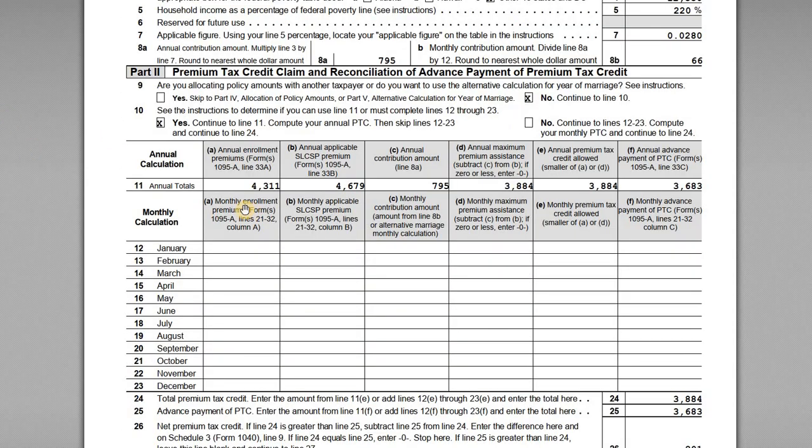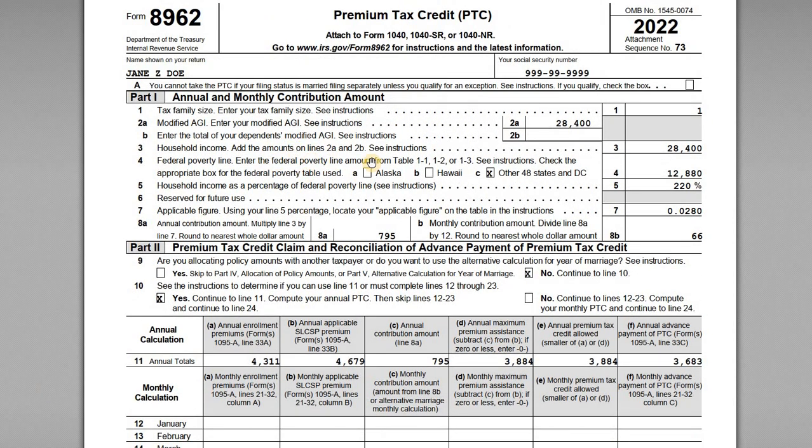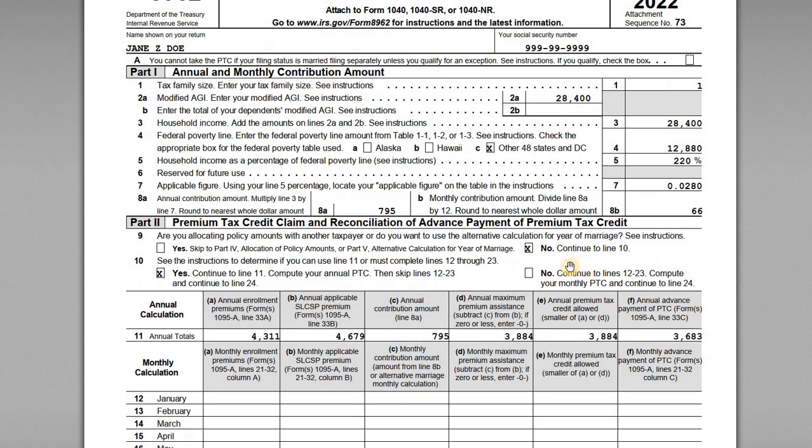And so that's why you can see here on line 11 we have 4311, 4679, and then 3683 for those total figures. Now, once you have those amounts entered, then you can start to look at part one, right? So part one is where we start to compute the amount that's ultimately going to be entered in column C, the annual contribution amount.